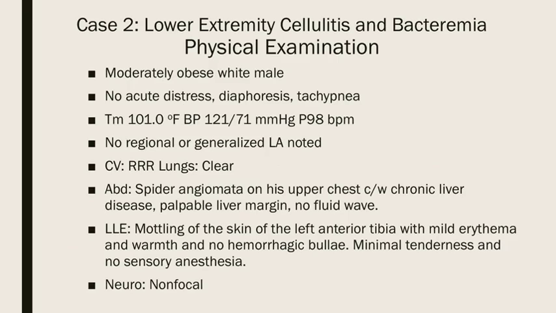So this is a moderately obese white male, no acute distress at the time, but he did have a fever of 101, a pulse of 98, a little bit borderline tachycardic. No regional or generalized lymphadenopathy noted. Lungs clear. He had some spider angioma in his upper chest, consistent with chronic liver disease, palpable liver margin, no fluid wave. And on the left lower extremity, he had some mottling of the skin of the left anterior tibia with mild erythema and warmth, no hemorrhagic bullae, minimal tenderness, and no sensory anesthesia. So he was not in acute distress, but he did have a cellulitis there.